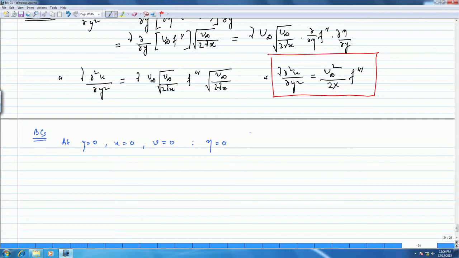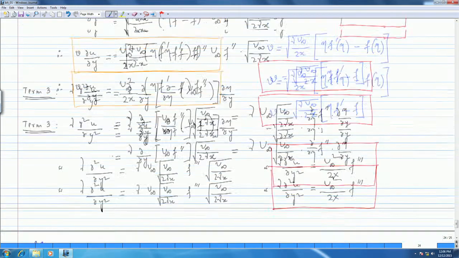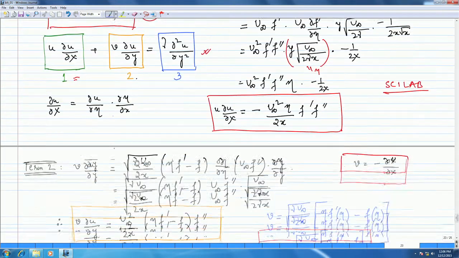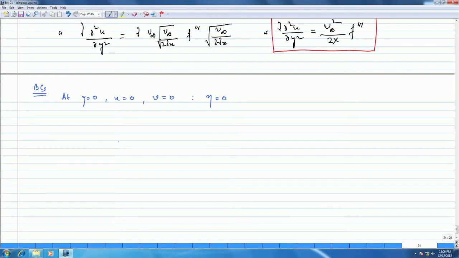Well, so at y equal to 0, eta is 0, and u is 0. Now, what does y equal to 0 mean? What it means is that from expression 2, what we get is eta is 0.